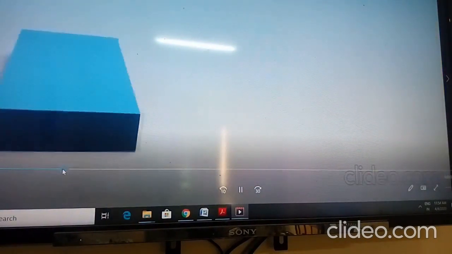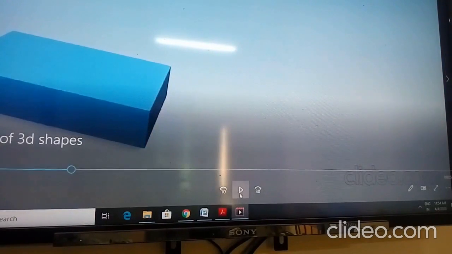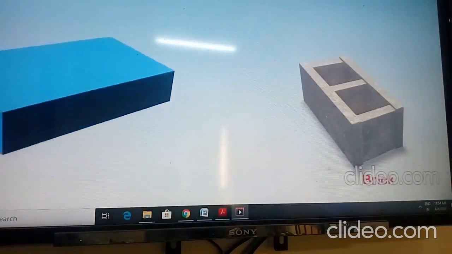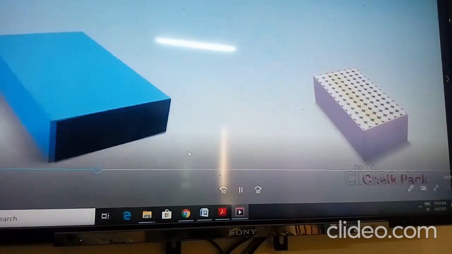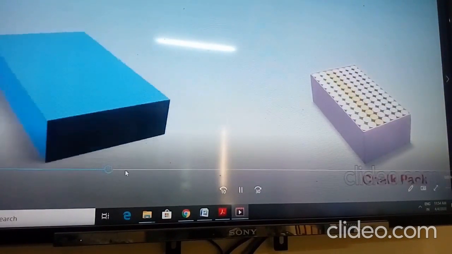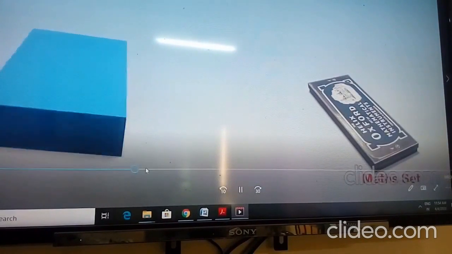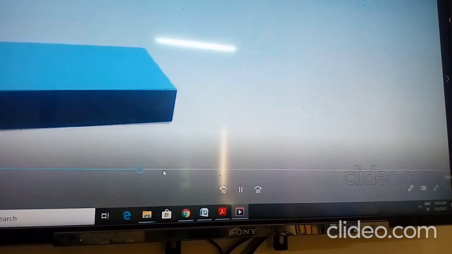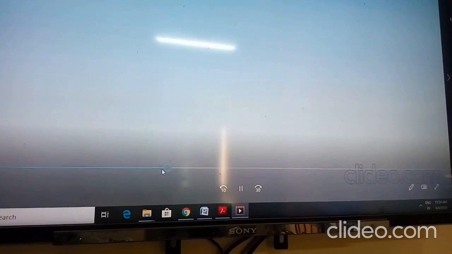The next one is cuboid. So here we have some examples of cuboid. First one is brick, and a pack of chalk, and geometry box, etc. So now we will move on to cylinder.